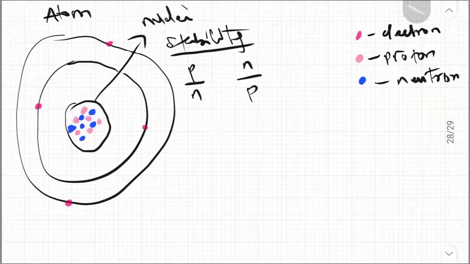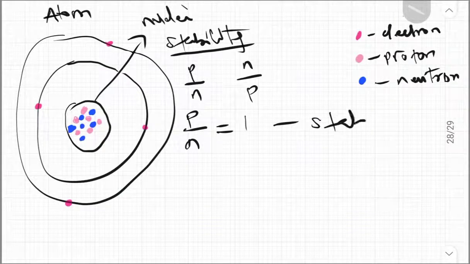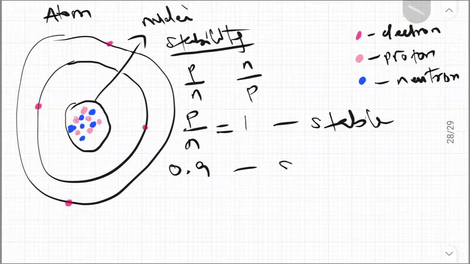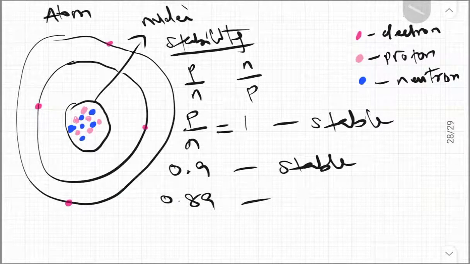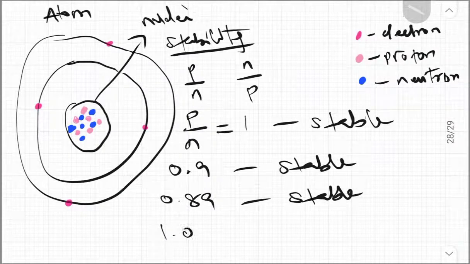So for an atom whose proton-neutron number or neutron-proton number is equal to 1 or closer to 1, that atom is said to be stable. So it mustn't be exactly 1. It might just be closer to 1. Let's say 0.9. If you have an atom whose proton-neutron number is 0.9, that atom is stable. Or 0.89, that atom is also stable. 1.09, the atom will also be stable.